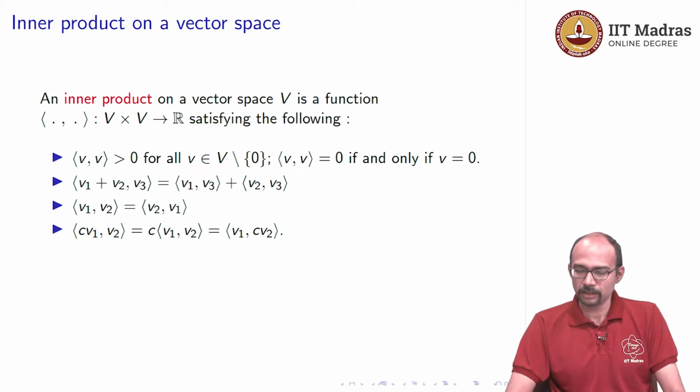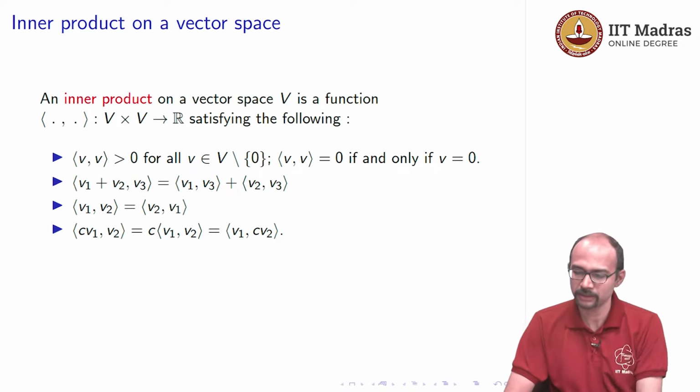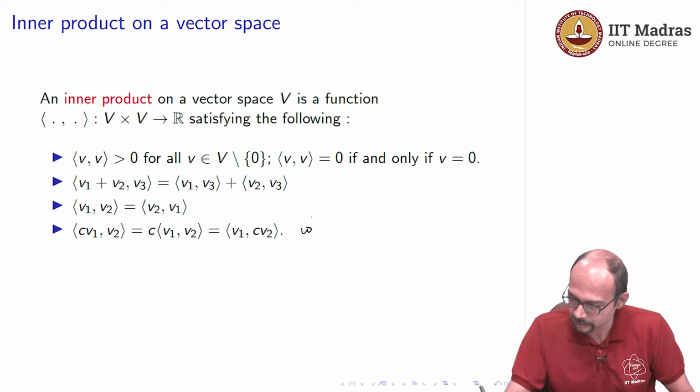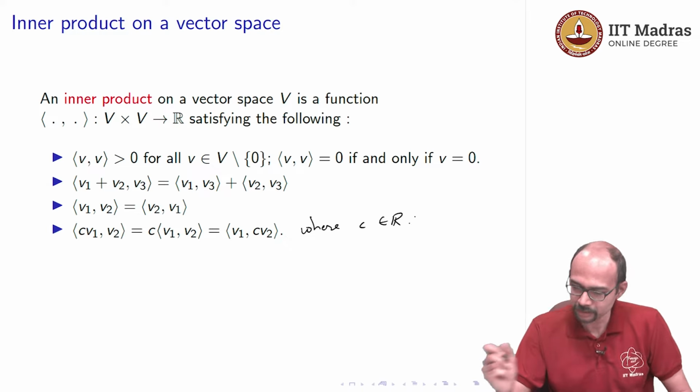Then you have these three things, which I have put together because they say that it is bilinear. V1 plus V2 comma V3 is V1 comma V3 plus V2 comma V3. And V1 comma V2 is V2 comma V1. And C times V1 comma V2 is C times V1 comma V2, which because of the previous property can also be written as V1 comma C times V2, where C is a real number, a scalar.